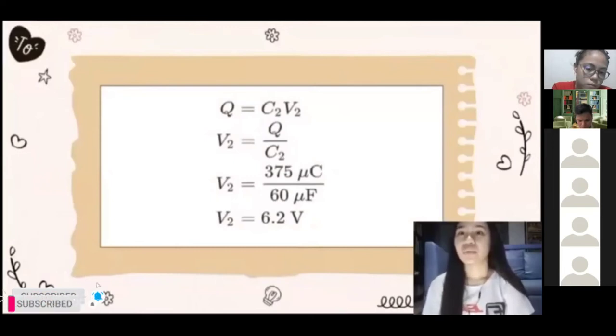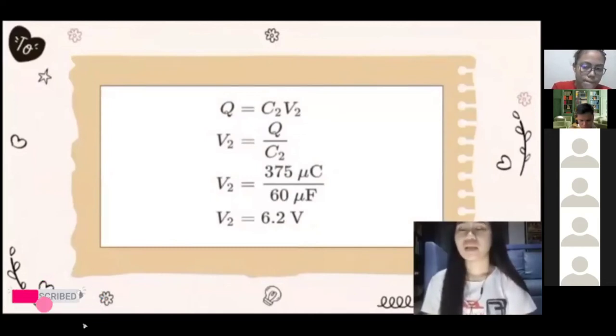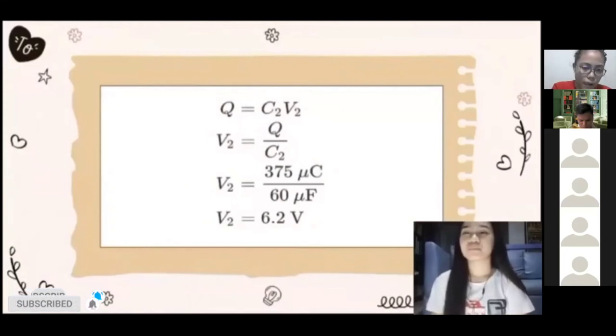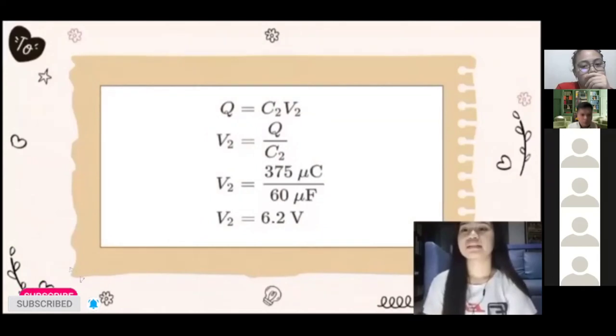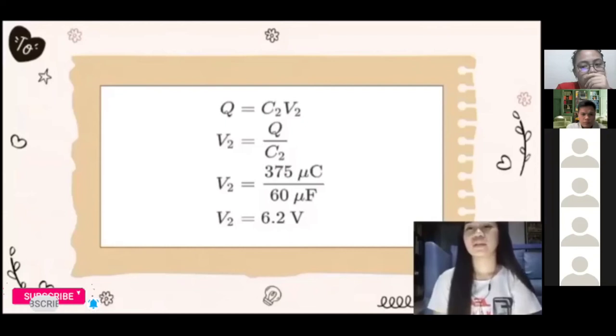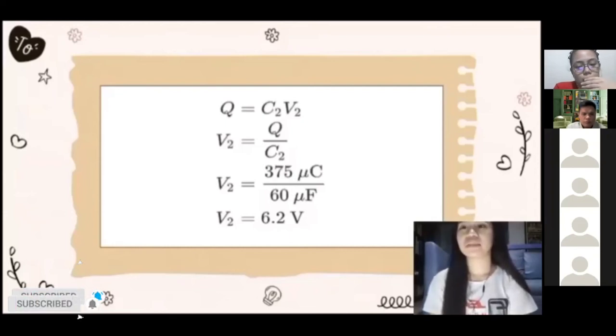So, next is sa letter C, since alam na natin yung charge and yung capacitance natin na nakuha natin sa letter A and letter B, we can find the voltage drop using the formula Q is equal to C sub 2 times V sub 2. Ang gagawin lang natin is, since V sub 2 ang nawawala, gamit yung equation na yan is cancellation. So, we're going to divide both sides by C sub 2 para makancel at maiwan yung V sub 2 na hinahanap natin. So, ito na yung bago nating formula.